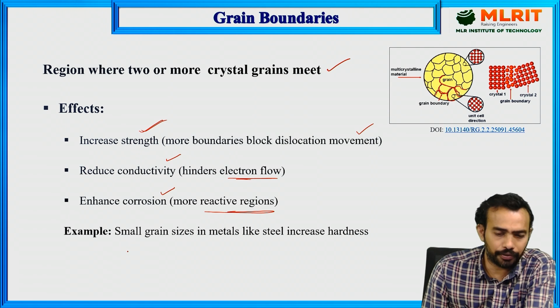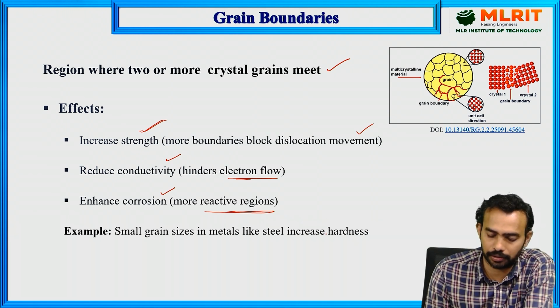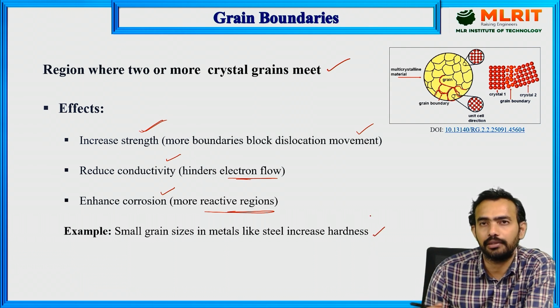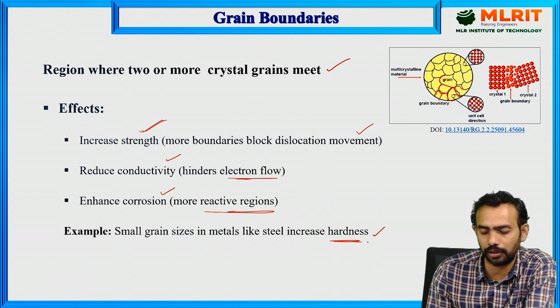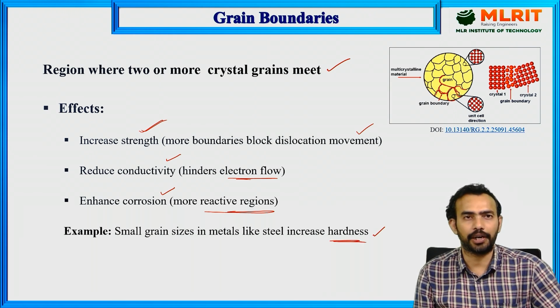If I consider one example, small grain sizes in metals like steel increase the hardness, because small grains enhance the dislocation movement, and in short it will increase certain strength and mechanical properties. That also includes the hardness. Hardness can also be improved by considering fine grains.